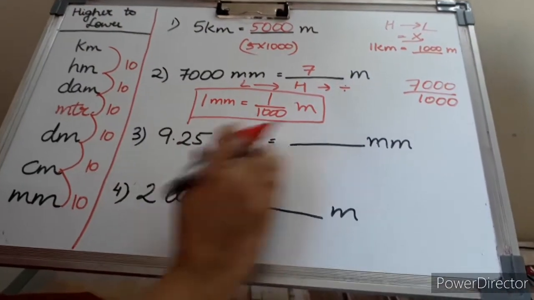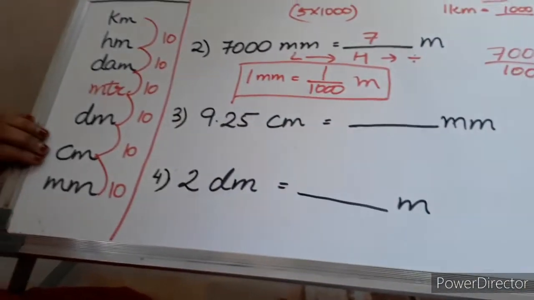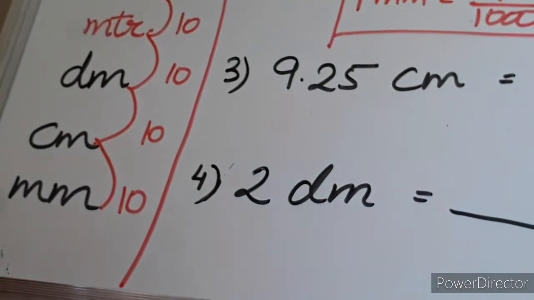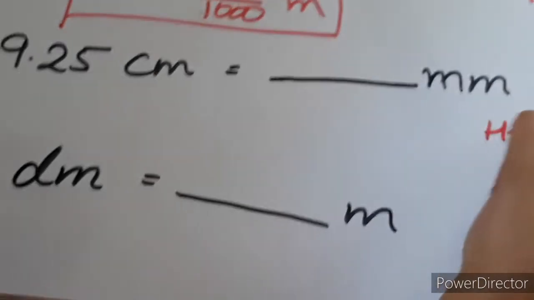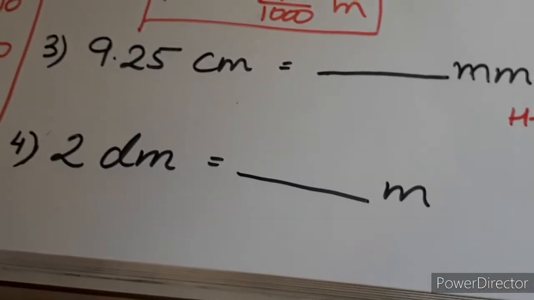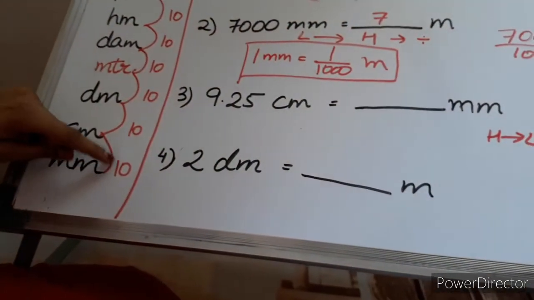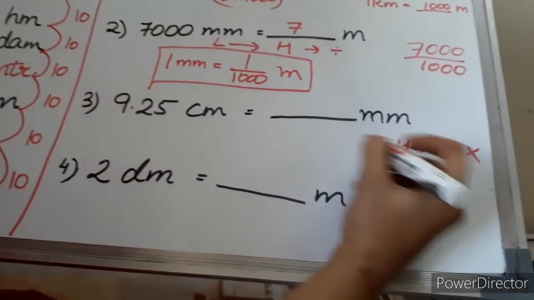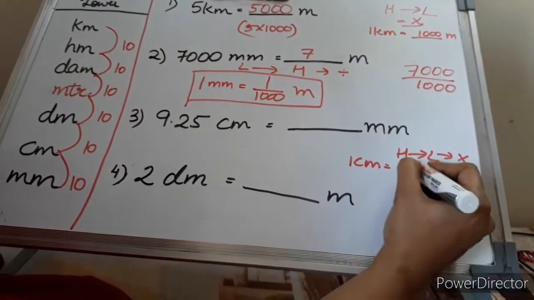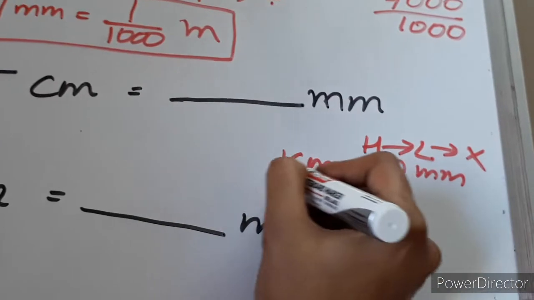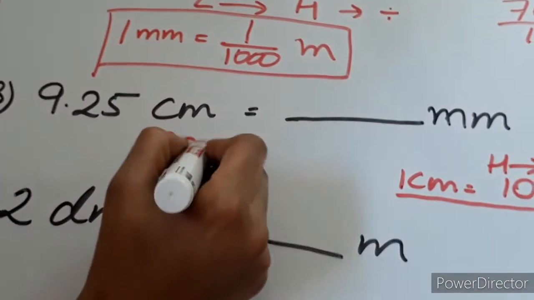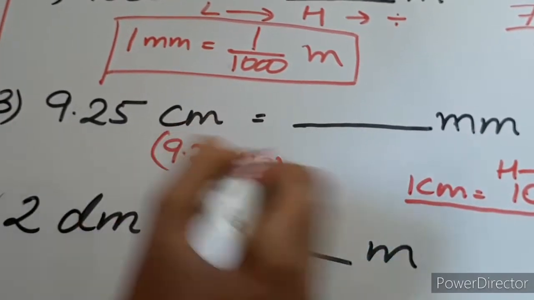Now next is centimeter to millimeter. Here is the centimeter, here is the millimeter. So centimeter is a higher value than millimeter. So again, higher to lower, what do we have to do? Multiply by the difference, which is 10. Centimeter to millimeter is how much? 10. So 1 centimeter is equal to 10 millimeter. This is the conversion value we will write here for this question. And we will do 9.25 multiplied by 10, which is what?